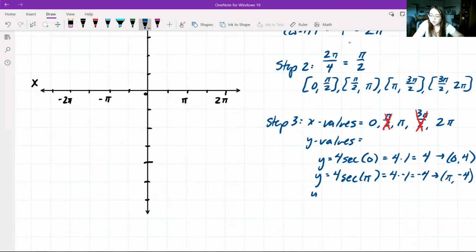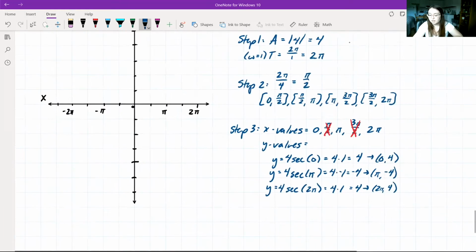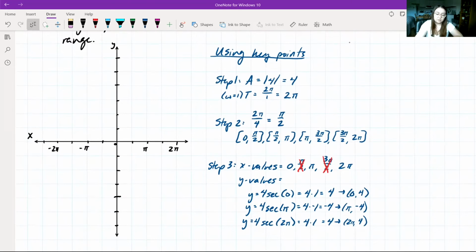Then our last value is going to be 2 pi. So we have y equals 4 secant of 2 pi. Secant of 2 pi is just equal to 1, so we get 4 times 1, which is equal to 4. So we get our point (2 pi, 4). So all right, we have our key points. We also know that our function is going to be undefined at pi over 2 and 3 pi over 2. So we can draw in our vertical asymptotes.